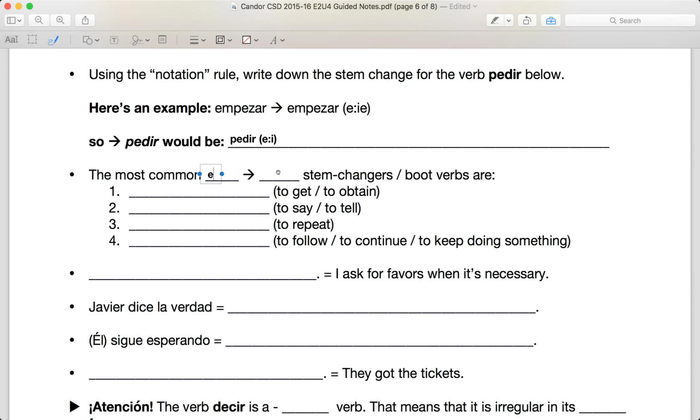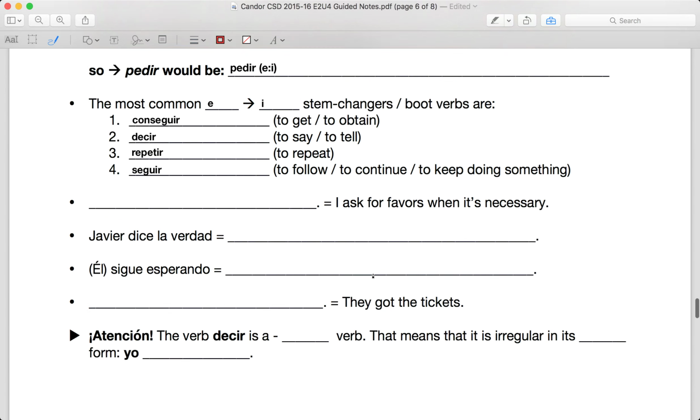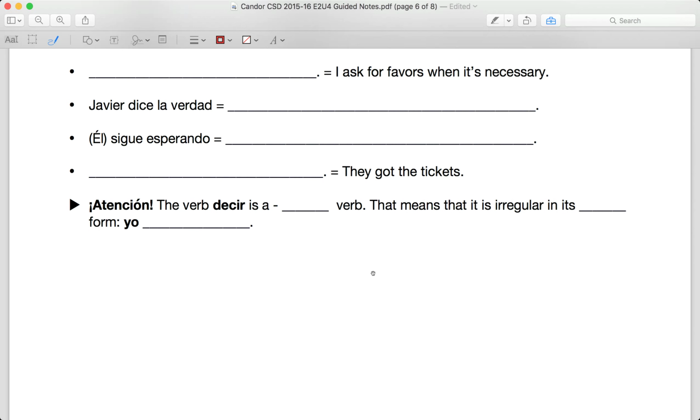So the most common E to I verbs are listed below. And they are conseguir, which means to get or obtain, decir, to say or to tell, repetir, to repeat, and seguir, which is to follow or to keep doing something or to continue. So if you look down here, it says, I ask for favors when it is necessary. So we can say, yo pido favores cuando es necesario.